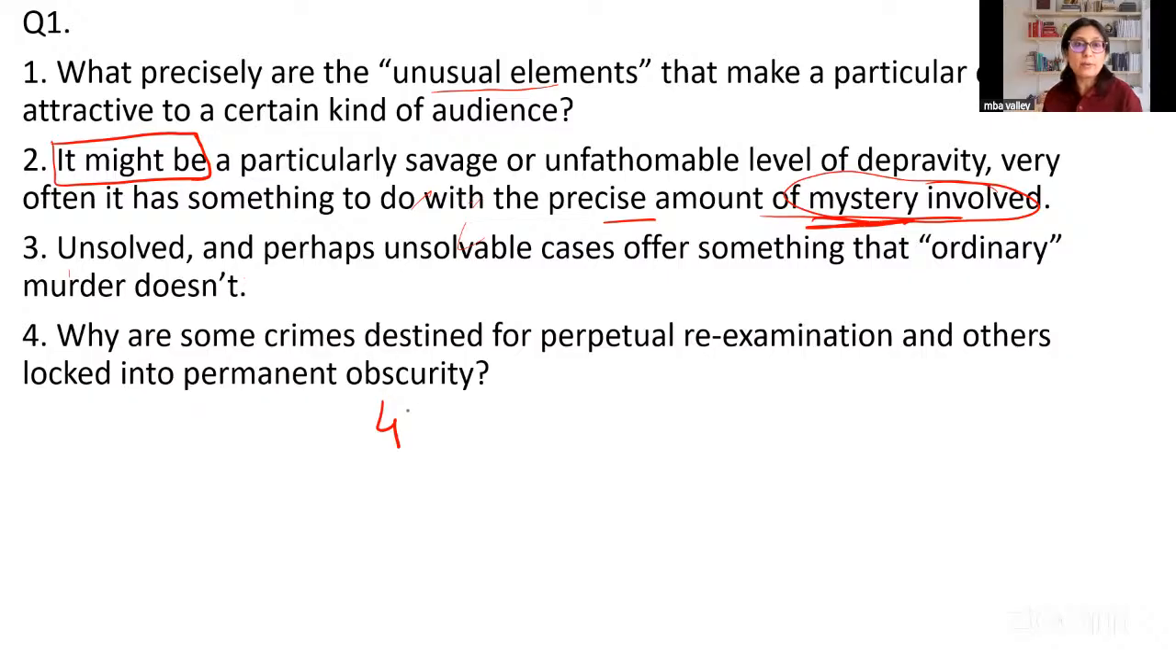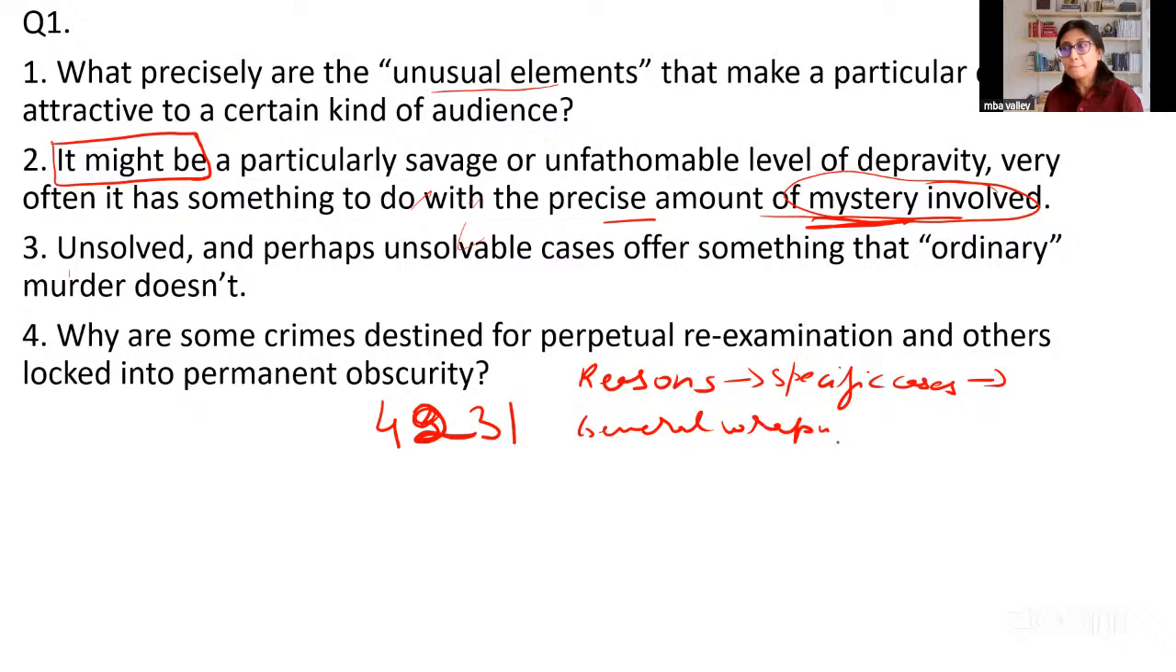So सबसे पहले 4 ने क्वेश्चन पूछा, 3 ने उसका आंसर, सेंटेंस नंबर 2 ने उसका आंसर दिया. 2 ने उसका आंसर दिया. It might be a particularly savage or unfathomable level of depravity. Then comes 3. So 3 says, it talks about the unresolved, unsolvable cases, right? And then comes 1. Now, देखो यहाँ पे क्या कर रहा है क्वेश्चन. क्वेश्चन बोल रहा है reasons. फिर क्वेश्चन ने बोला स्पेसिफिक केसेस, है ना? और फिर क्वेश्चन ने क्या किया?